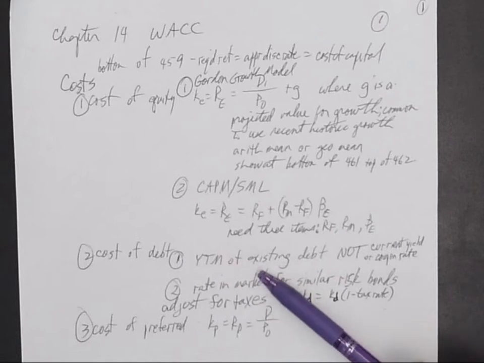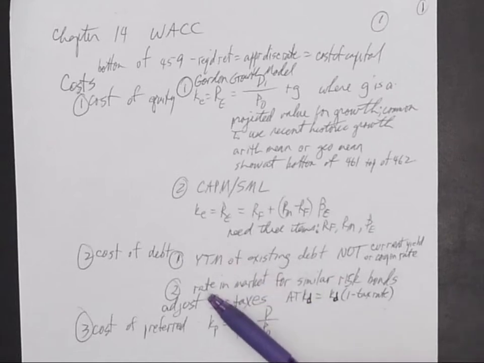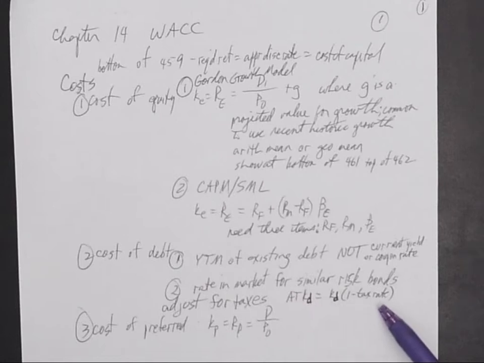If you don't have outstanding debt, then you might look in the marketplace for similar risk bonds or bonds of companies that are of similar risk. And for the cost of debt, because interest is tax deductible, you would say that the after-tax cost of debt is the cost of debt times 1 minus the tax rate.